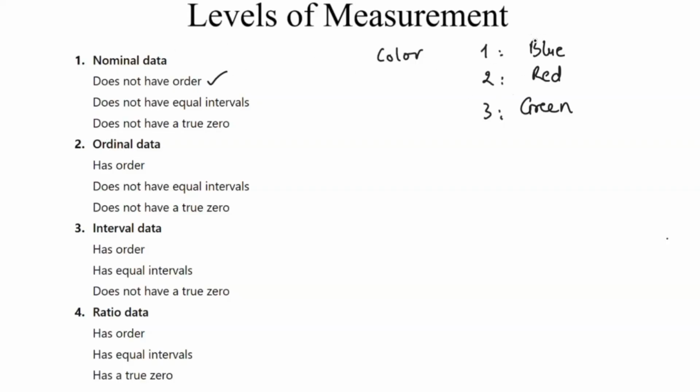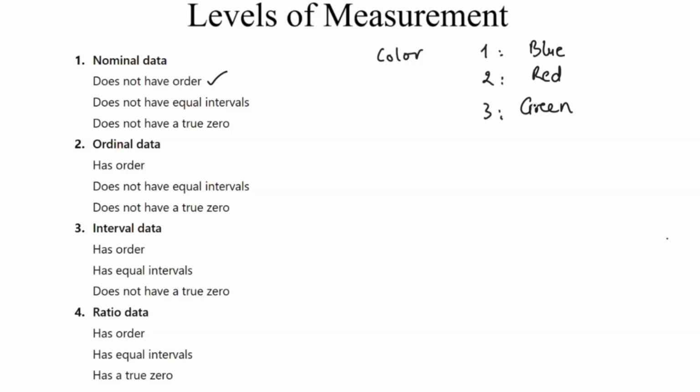Okay, so this is categorical data, and so it doesn't have order, right? Because you cannot compare blue, red, and green. Blue is 1 doesn't mean blue has a higher ranking than red. Red is 2 doesn't mean red is higher than green. Okay, so it doesn't have order.